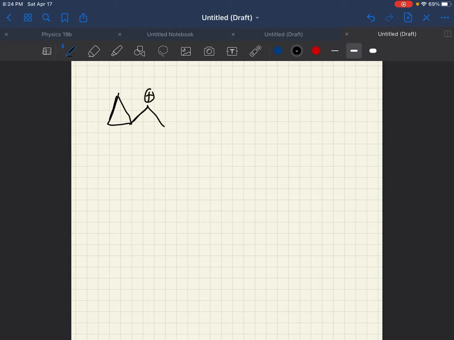Now, would this undergo ring expansion or not? This would not undergo a ring expansion.